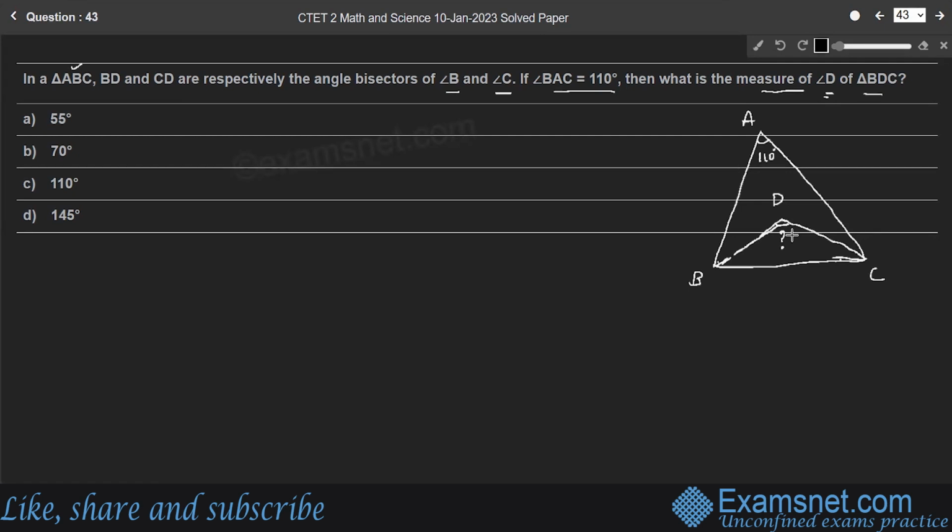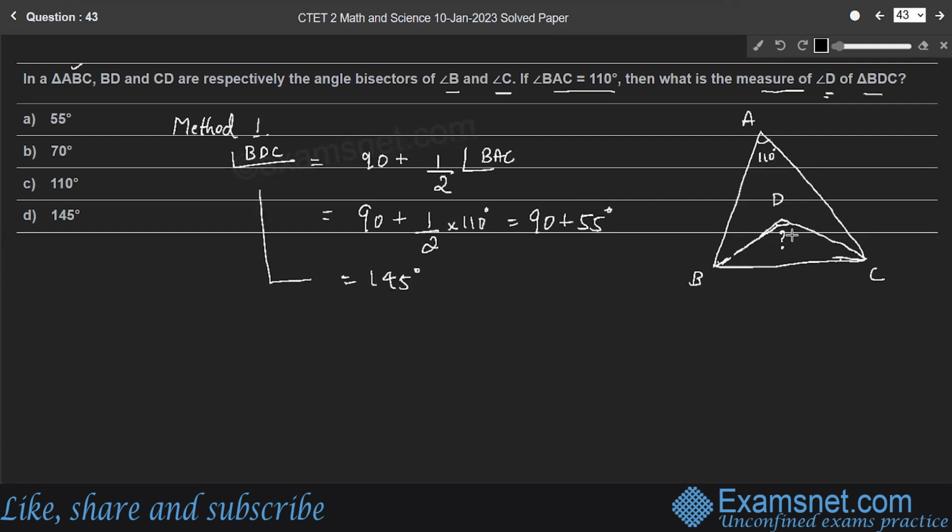There are two methods to solve this. One is the simplest method, directly using the formula. So in method 1, angle BDC is equal to 90 plus half of angle BAC, half of its opposite angle. So it is 90 plus half of 110, which is 55 degrees. Therefore, angle BDC is 145 degrees. So directly we are substituting the values.